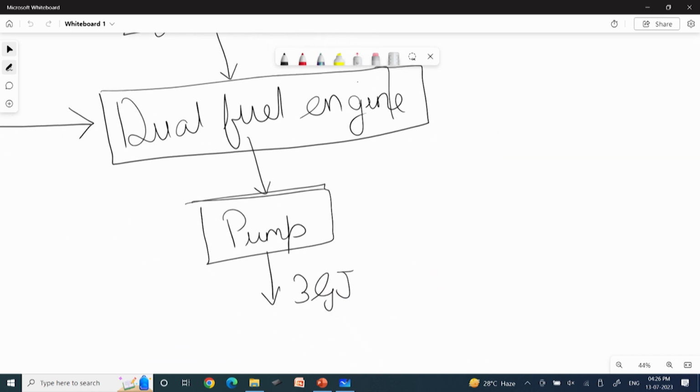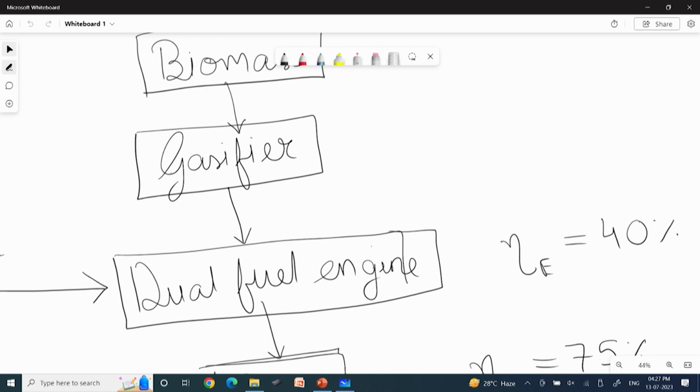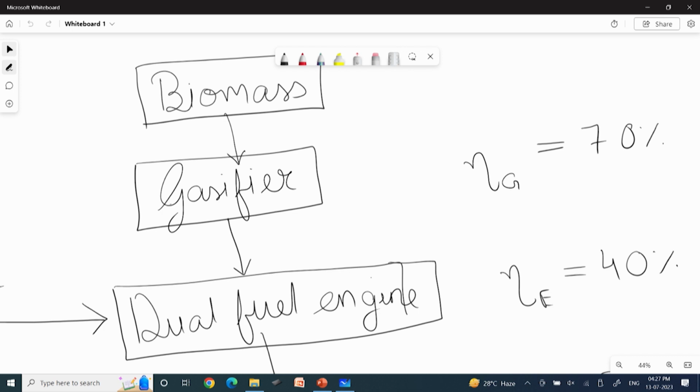So, the typical pump that we studied had an efficiency, eta pump, of around 75%. The dual fuel engine, eta engine, would have an efficiency of around 40%. A typical gasifier, eta G, has an efficiency of roughly 70%. And in this example, I am not including the biomass collection, transportation and storage, although these could be significant as well. So, I am overlooking those aspects.